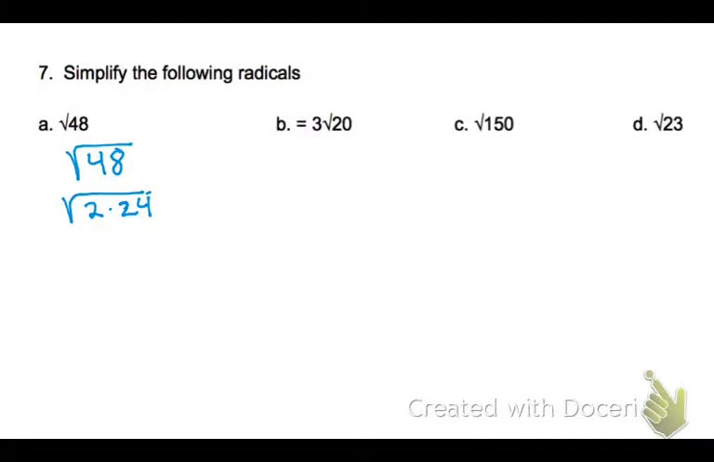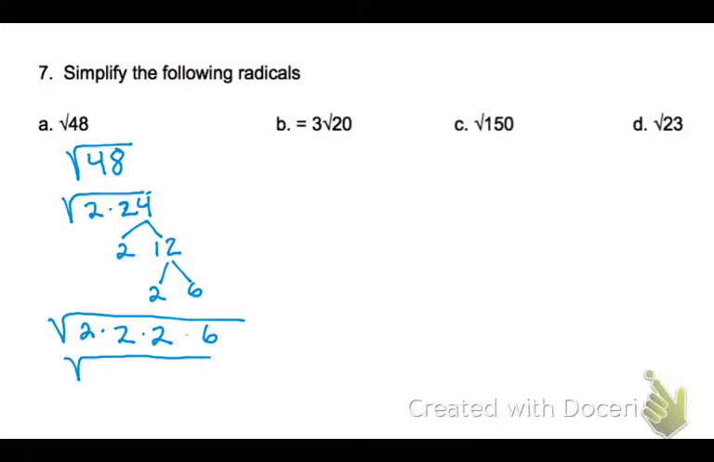So 2 can't be broken down any further. 24 can be broken down into 2 times 12, and 12 can be broken down into 2 times 6. So we basically have square root of 2 times 2 times 2 times 6. Is that right? 2 times 4 times 2 is 8, times 6 is 48, right? So we have the square root of 2 squared times 2 times 6. Okay, so we can bring out our 2. So it's going to be 2 times square root of 12.